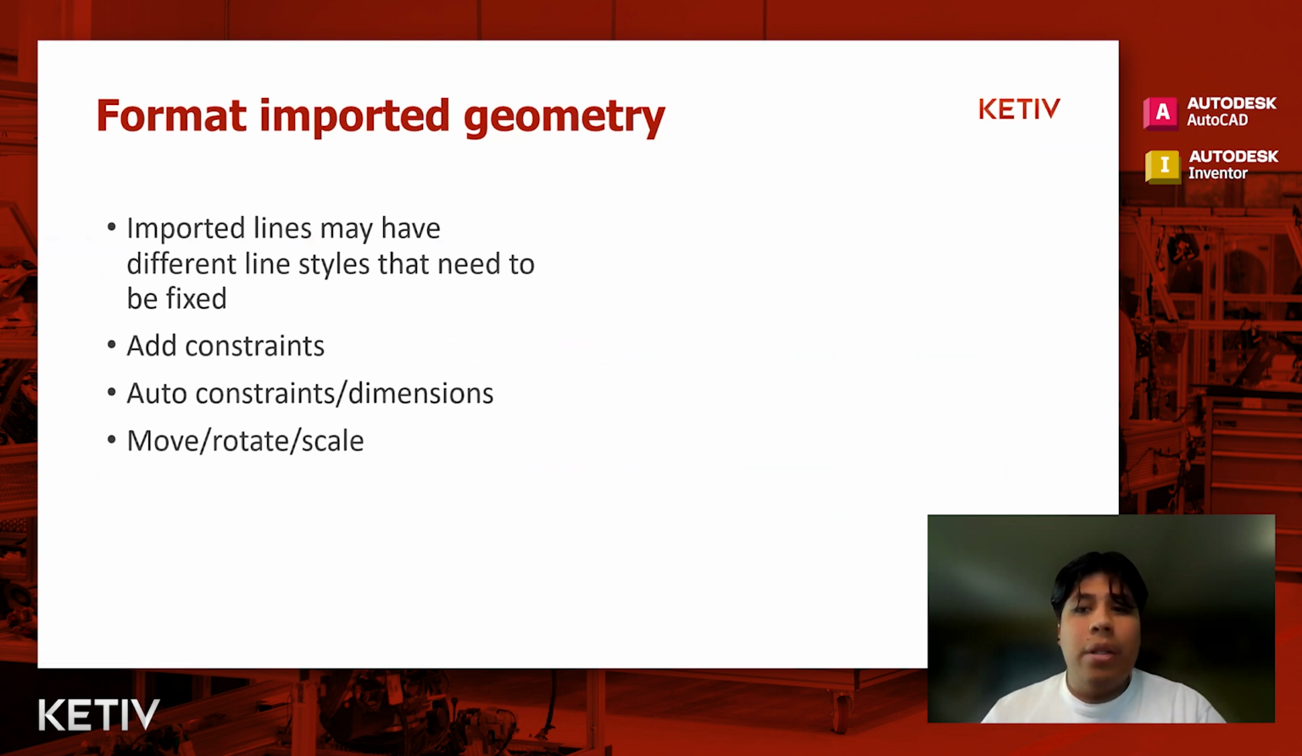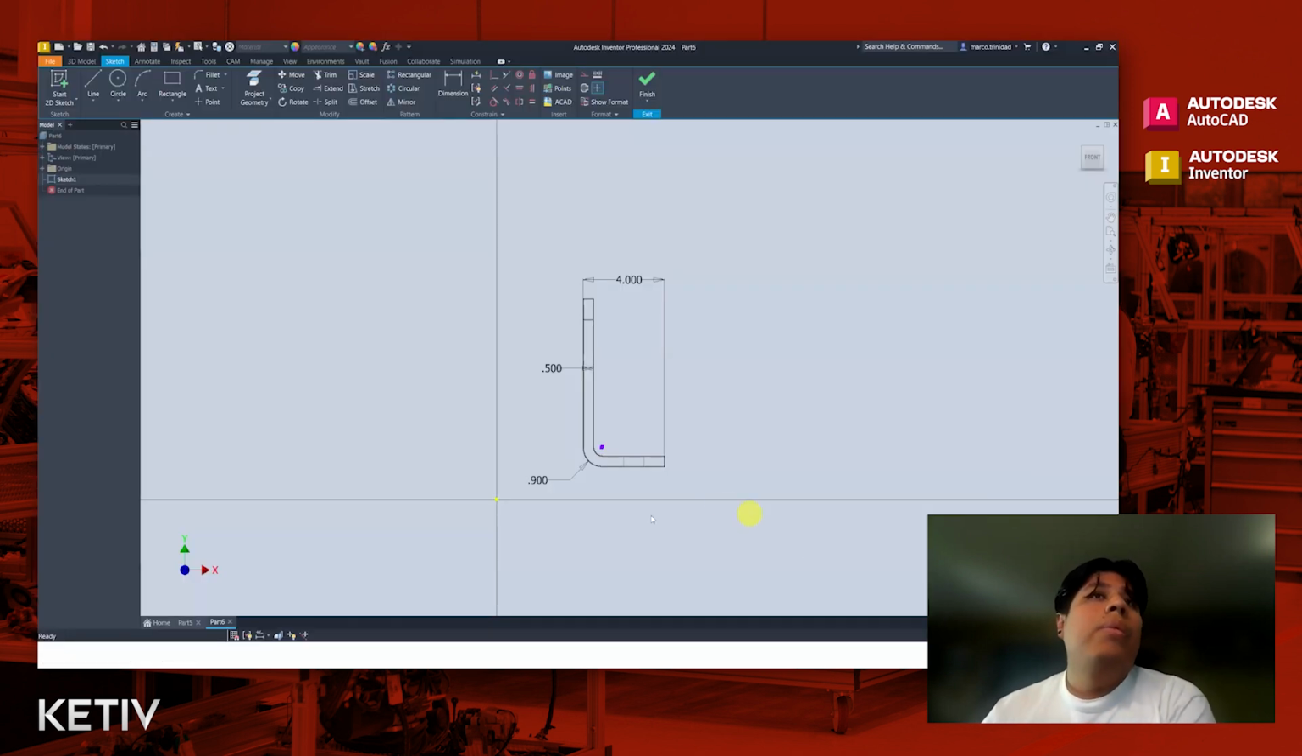Now moving into Inventor. Okay, so we do have this imported file now. This is our bracket view that we moved from AutoCAD and we pasted inside of Inventor.